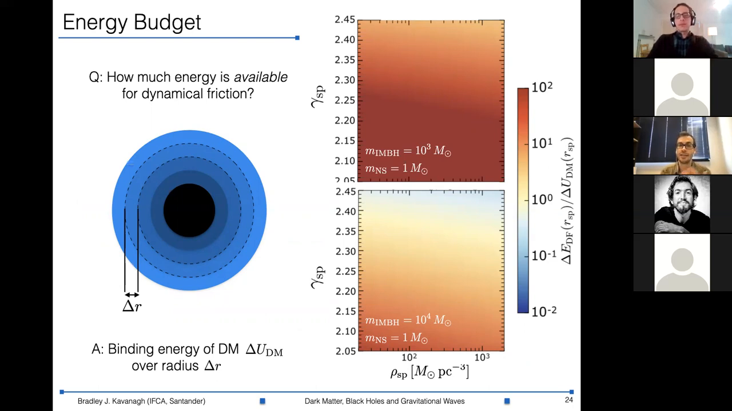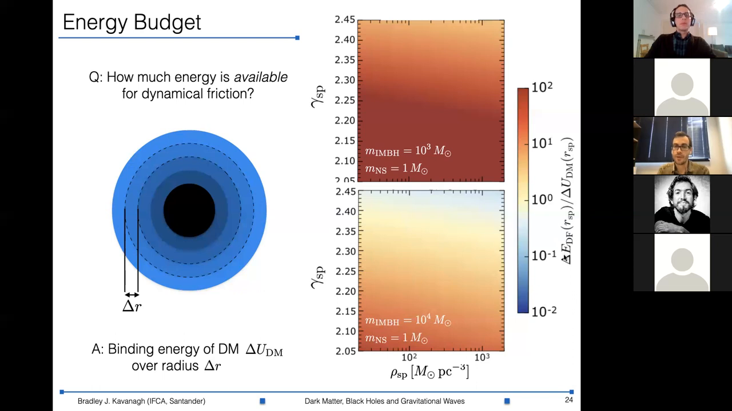It has to come from essentially the binding energy of the dark matter. You have to inject energy into this sphere of dark matter and puff it up, and perhaps even expel some of the dark matter. What you can do is calculate the binding energy that's stored in this sphere of dark matter, in this halo, and compare it to the amount of energy that you're trying to extract with dynamical friction when you do this calculation.